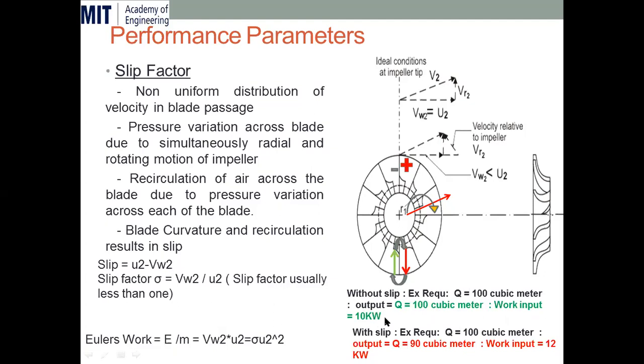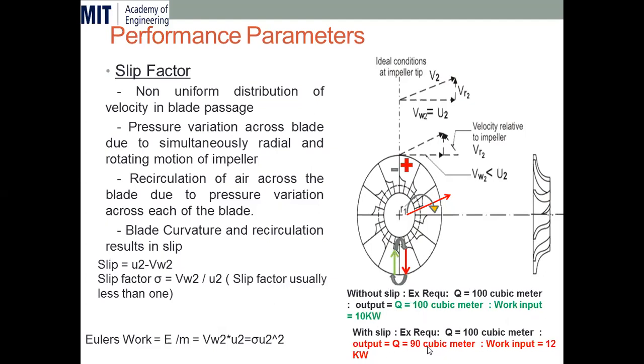So this is just a hypothetical example. This is without slip, but with slip, what will happen? The requirement is 100 cubic meters of air for the application, but due to the slip, let's say 10 cubic meters of air is lost in recirculating about the blade.